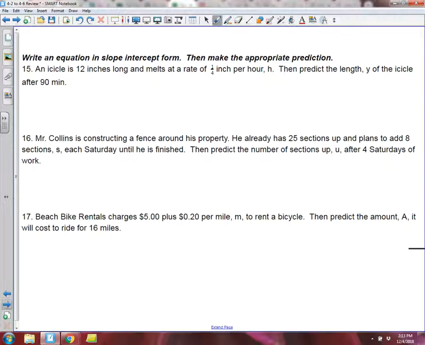Okay, I can't understand both of you guys talking at the same time. The b is 12 right here. That's my m, but it's melting, isn't it? So that 1/4 should be negative. Everybody good with that? Now, I'm not using x and y because they told me to use h and y. So can somebody write me the equation using h and y? No. H is for hours, right? You see how this says per hour? So that h has got to go with the 1/4. Folks, how we doing with that equation?